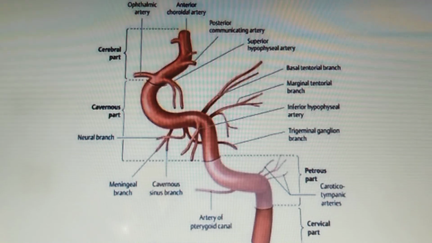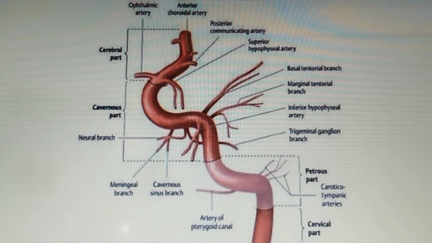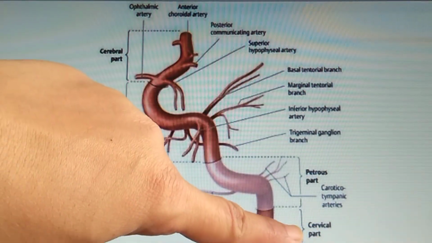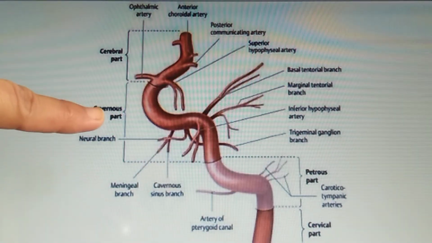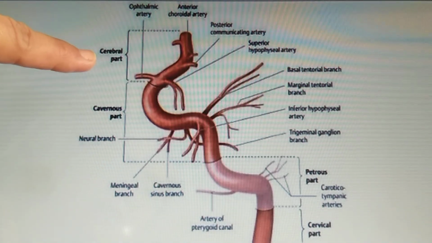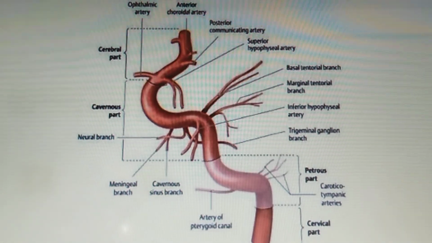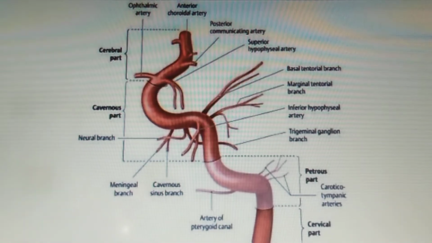Now, as we have seen in the last video about the vertebral artery, the internal carotid again has four parts. It is divided into four parts. You can see here the cervical part, petrous part, cavernous part and the cerebral part. Okay, so we will see the course of the artery.